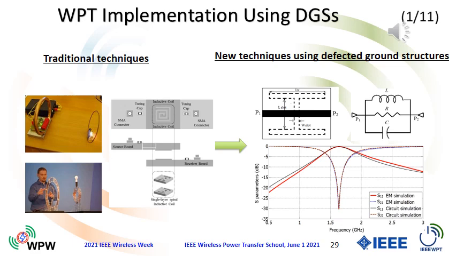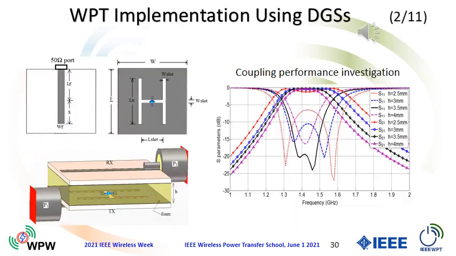Bulky coils are used in traditional techniques. These bulky coils are not suitable for implanted medical devices and wireless powered sensors. New wireless power transfer techniques using defected ground structure resonators are more compact for implanted and buried devices. H-shape defected ground structure coupled resonators are used to implement wireless power transfer. The system operates at 1.4 GHz.